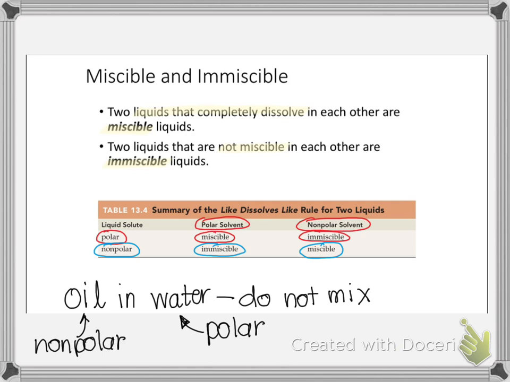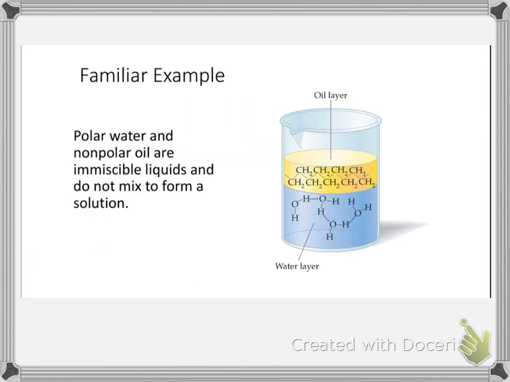So let's look at, there's an illustration of that exactly. So you have your oil layer, and then you have your water layer, and it just says polar water and non-polar oil are immiscible liquids. They will not form a solution because to form a solution, you have to be homogeneous. And if you look at the oil layer, it's a hydrocarbon. Oils are hydrocarbons, and hydrocarbons are non-polar.